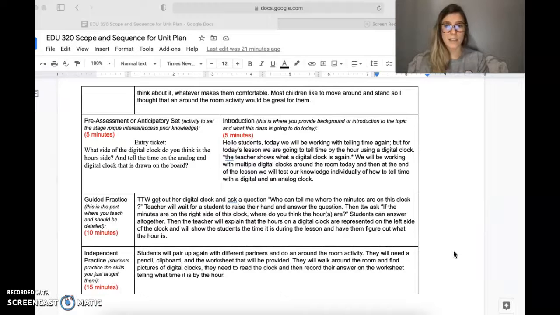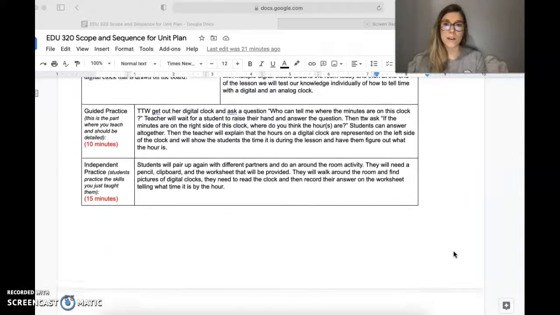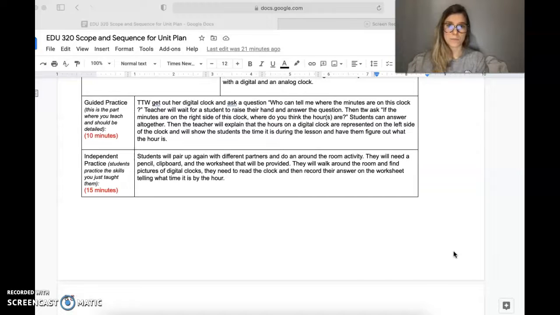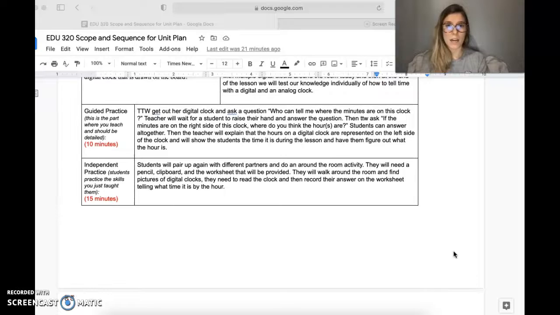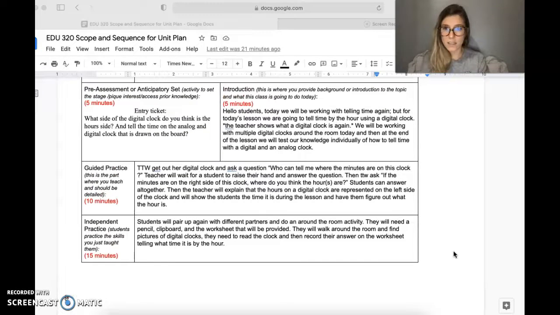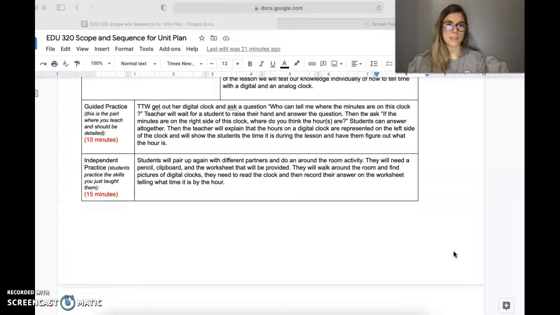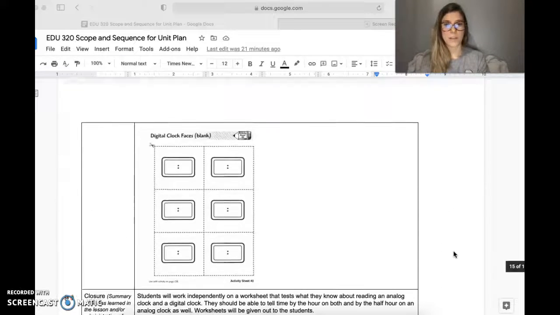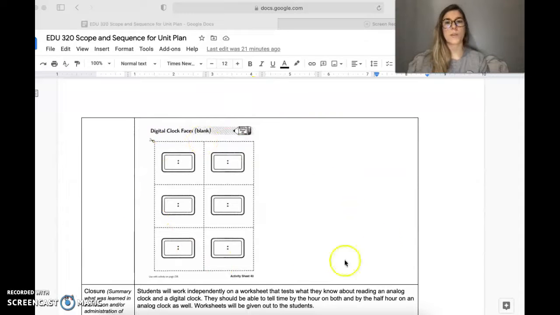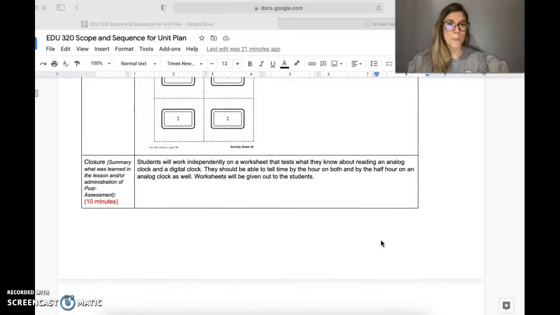Their entry ticket, and then just the introduction, basically saying what we're going to be working on, and then the guided practice is me explaining what side of the clock is the hour. I believe that's what we're on. We'll go over the minute side again, and then we'll also go over the hours side, and then they'll have the around the room activity again as well for the minutes. This is the worksheet that they will be working with when telling time by the hour on a digital clock.